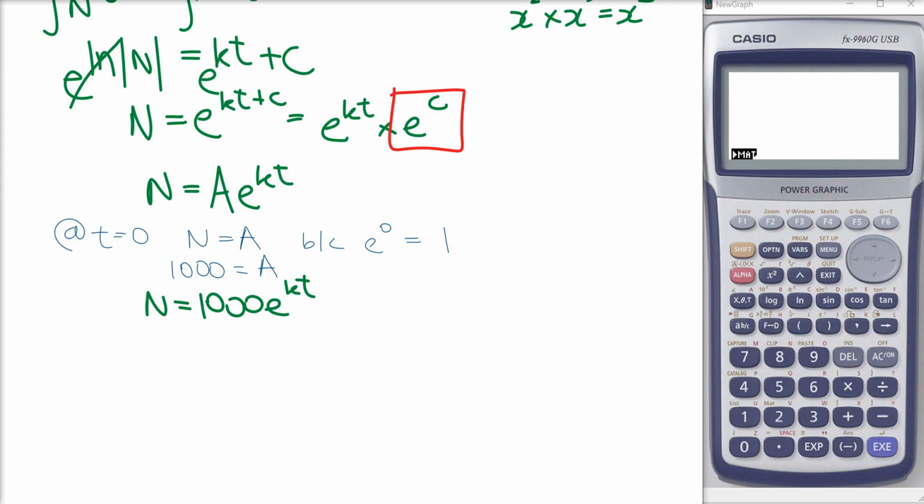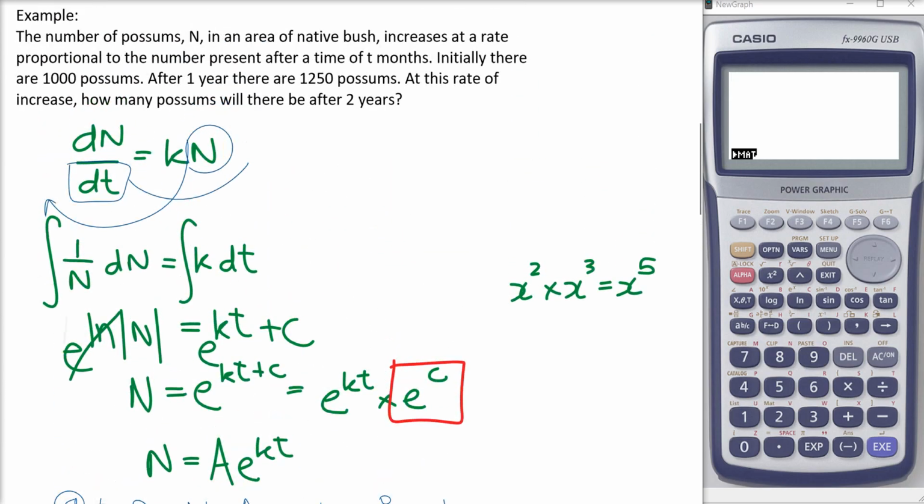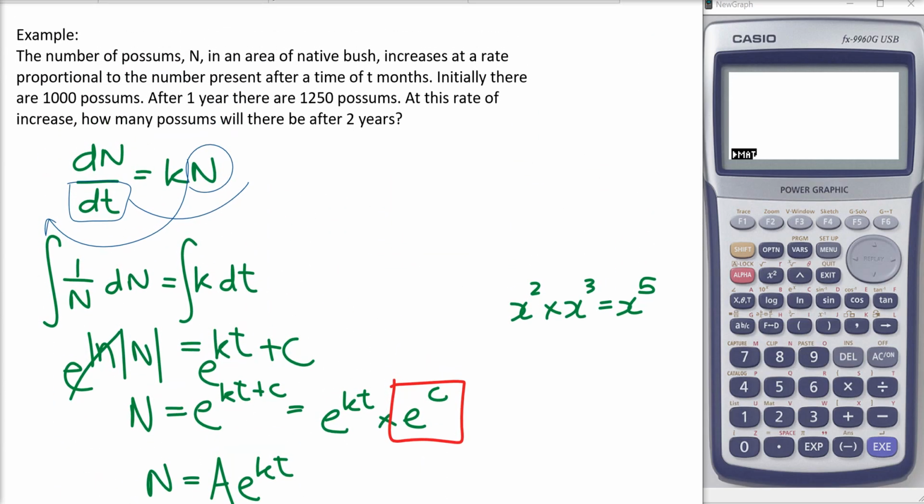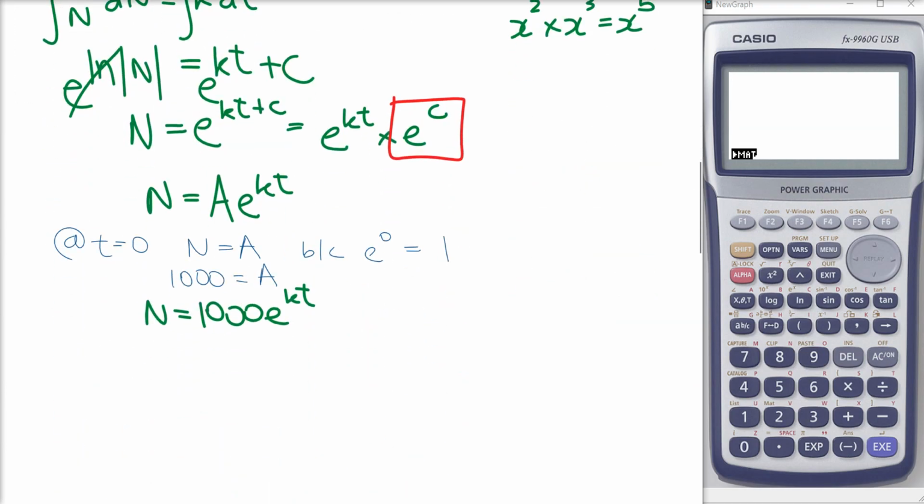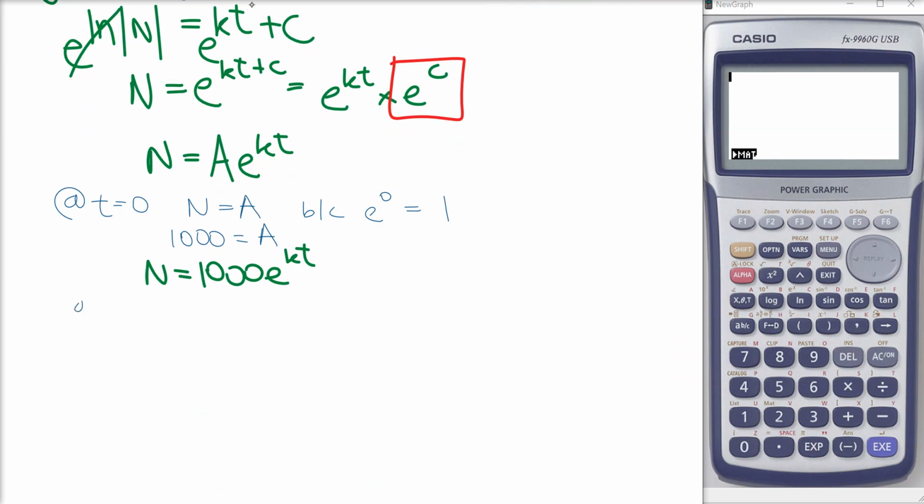Now, what are we going to try and do? Work out k. Exactly. How are we going to work out k? Substitute the other point in. All right, so we've got after 1 year, 1,250 possums. Okay, so at time t equals 1, N equals 1,250. Happy with that?